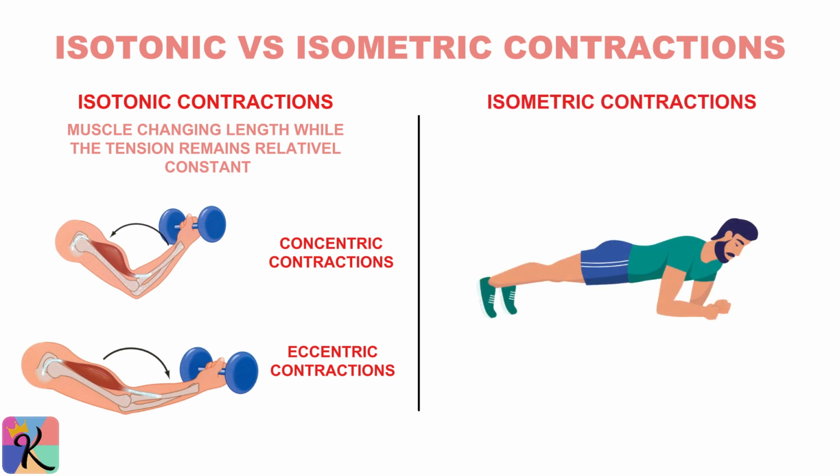In contrast, isometric contractions occur when the muscle length doesn't change, but tension increases. An example is holding a plank position. Your muscles are working hard to keep you stable, but there's no visible movement.